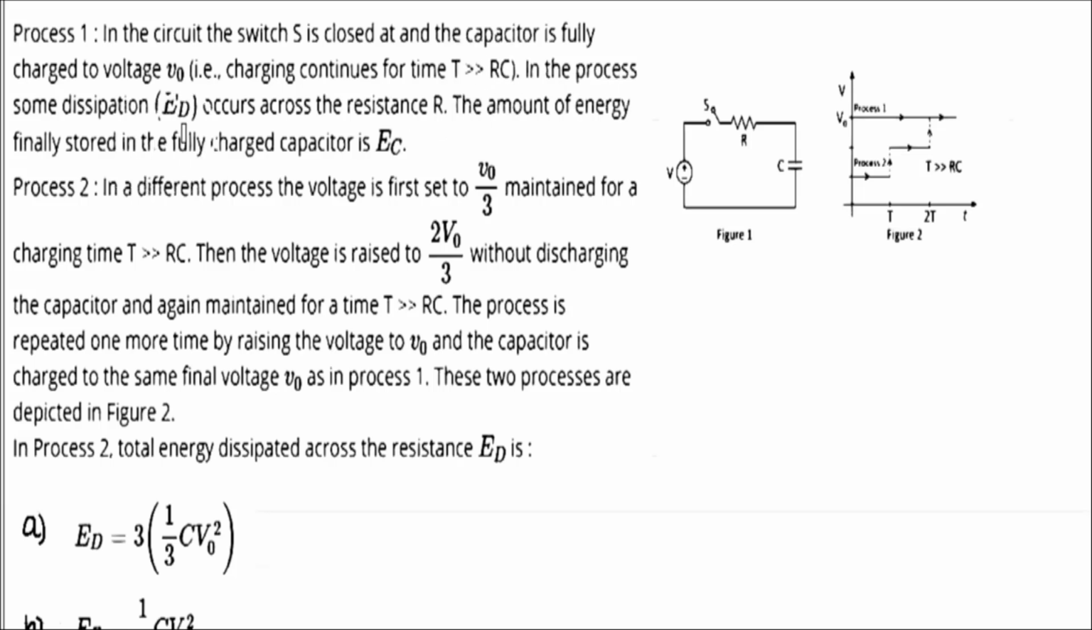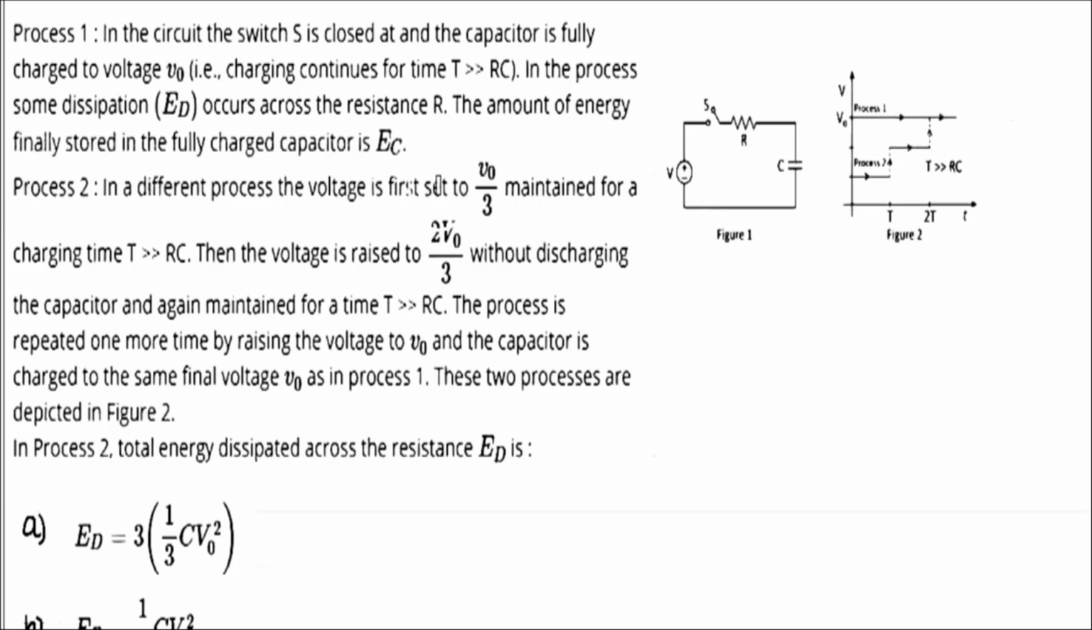Now in the process, some heat energy is dissipated across this resistor, and the amount of energy finally stored in this fully charged capacitor is EC. The amount of energy stored here is EC. Now there is another process. So this is process 1 in which we have supplied V naught as the constant voltage.